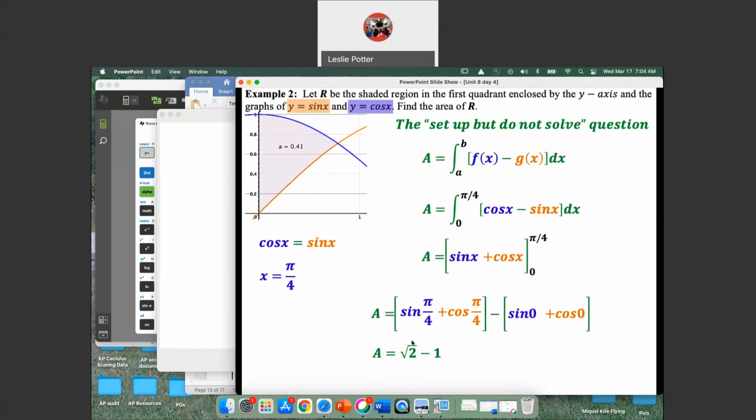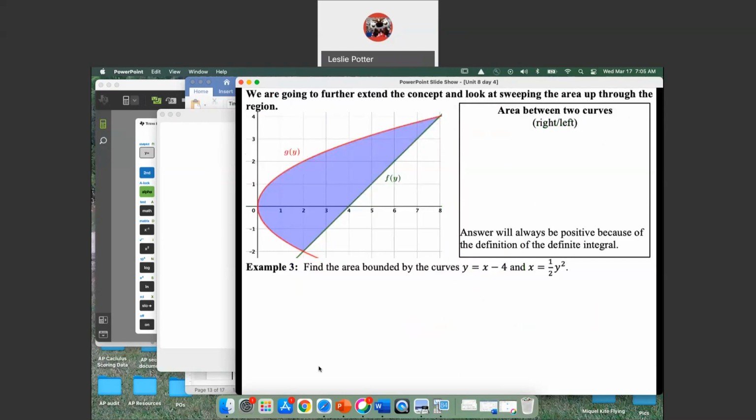Again, if this were a no calculator problem, this step above, after we've substituted in pi over 4, is a numeric answer, so you could stop here. You don't have to give the answer in this form. That's especially useful with trig functions if you really don't know the unit circle that well. That's a great strategy. All right, so now we're going to switch gears.